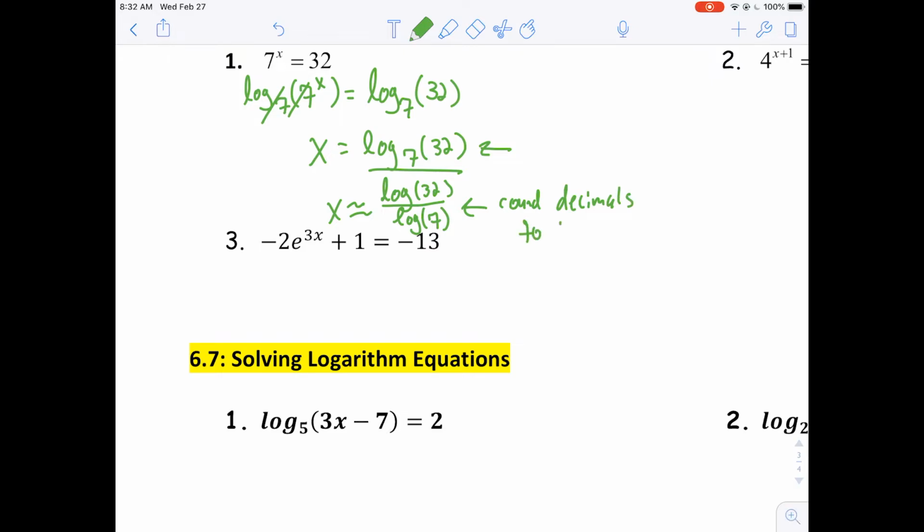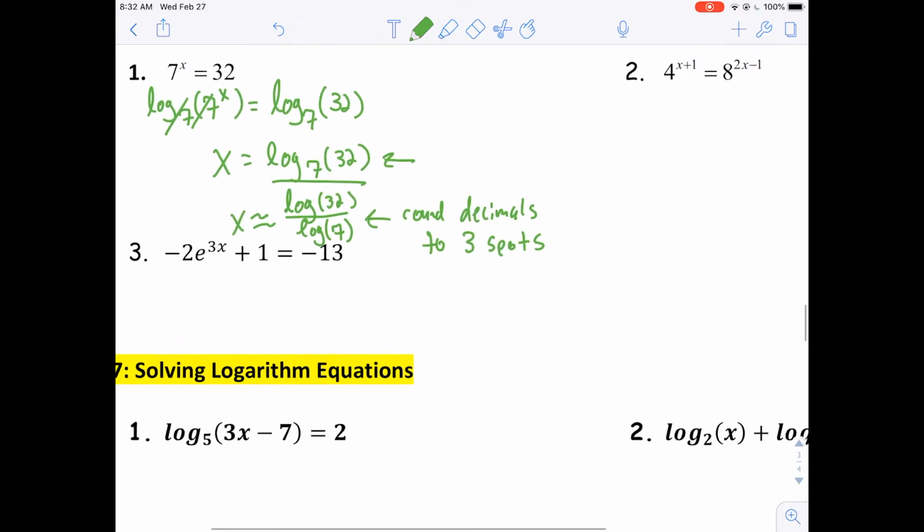Round decimals to 3 spots. Oh gosh, I wish I had my calculator. I was just using my phone calculator.